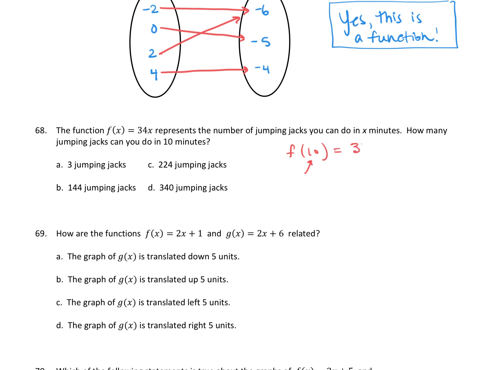So our function is 34 times x. So we'll do 34 times 10, which gets us to 340 jumping jacks. And we look at our options and we can see choice D has 340 jumping jacks.